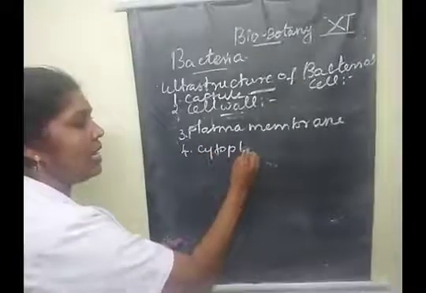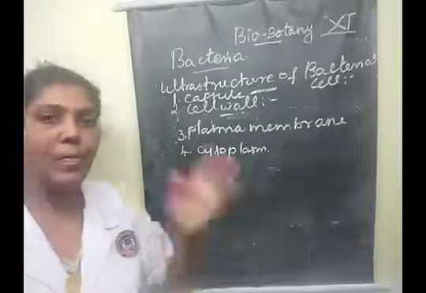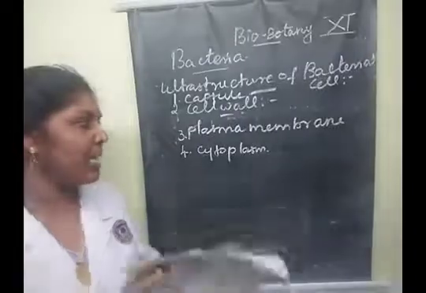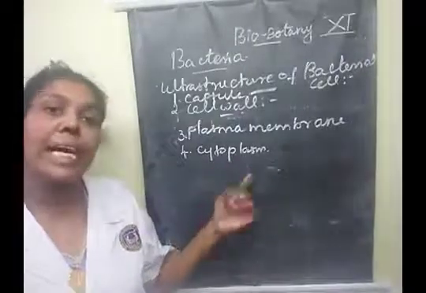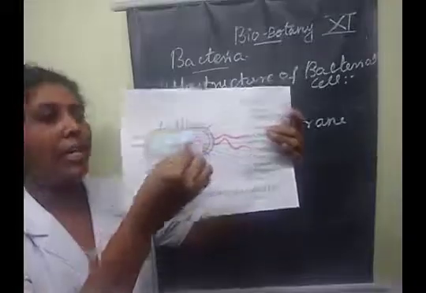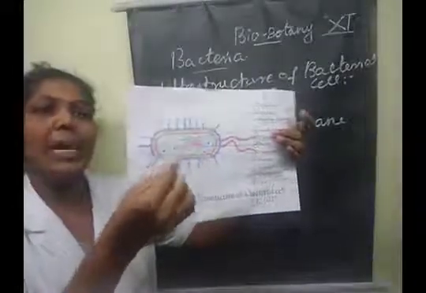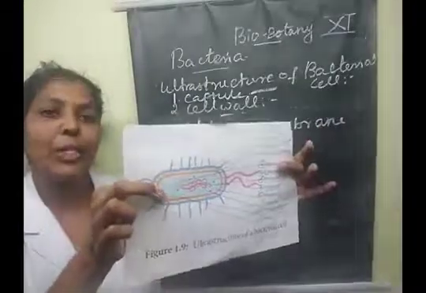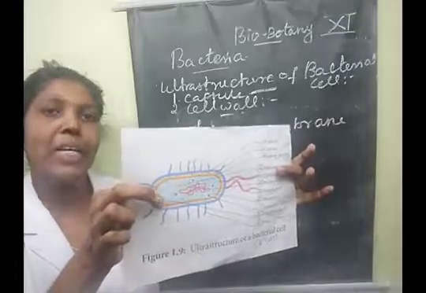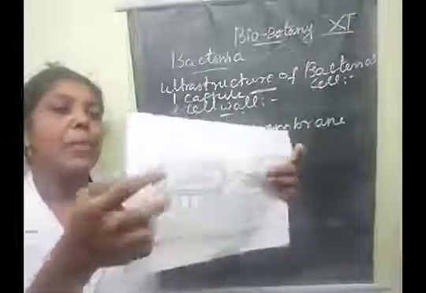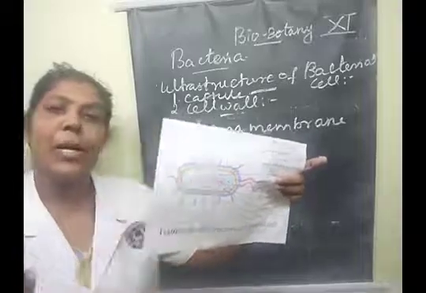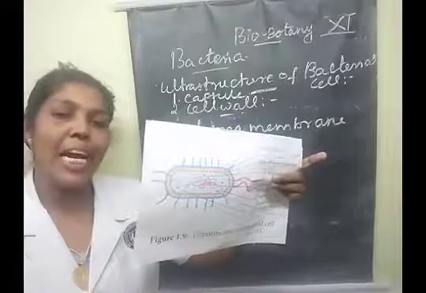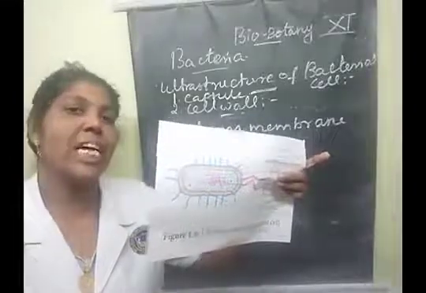Next is the cytoplasm. The cytoplasm is thick and semi-transparent in nature. Here are present some granules, ribosomes, and some cell inclusions. So commonly write: inside the cytoplasm are the cell inclusions and also the ribosomes.